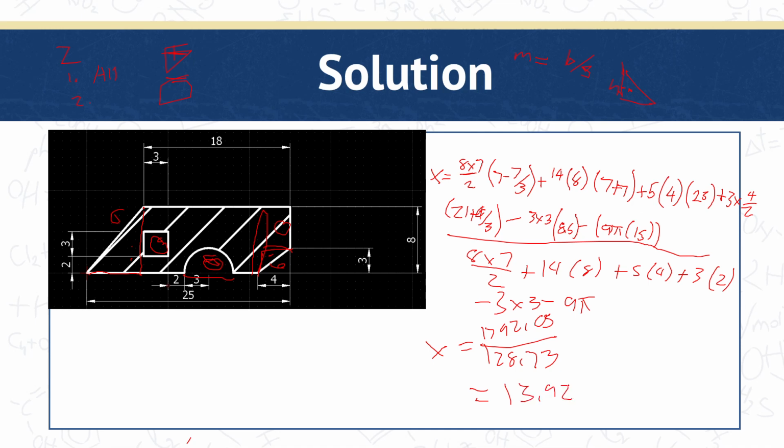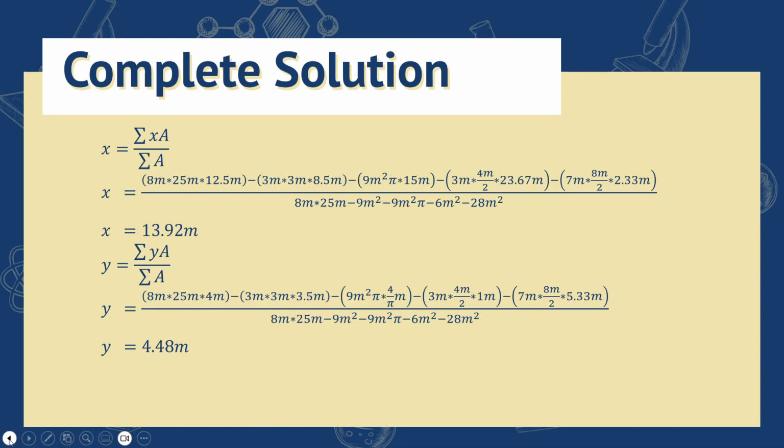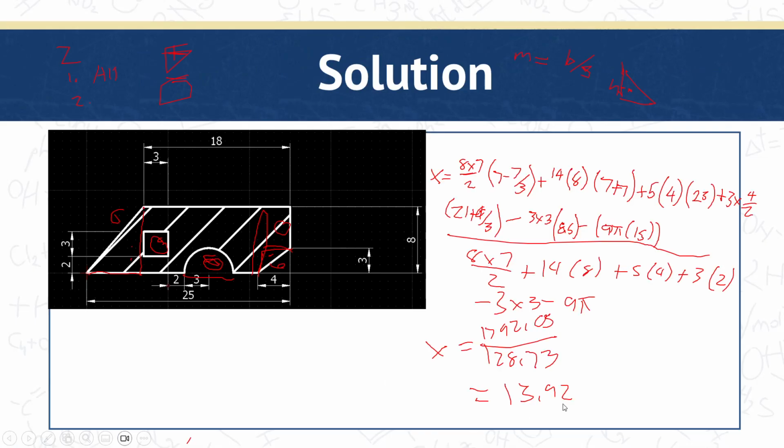13.92. Double check again for proper solution. Yep, that is the correct answer. That's 13.92 meters for the x-axis. That is the distance from the x-axis.